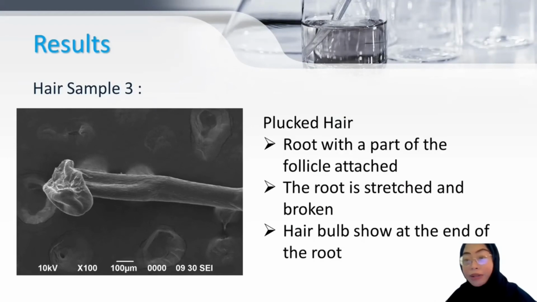The next hair sample is the plucked hair. As we can see from the image, we can see the roots of the hair, which are part of the follicle attached to it. We can see the root is stretched and broken, with the hair bulb shown at the end of the root. As we know, if the root is present at the end of the hair, DNA can be tested for the hair analysis.